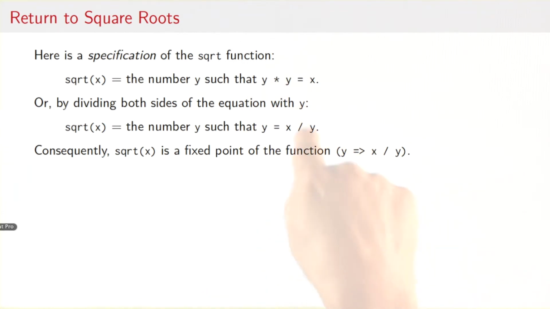Now we can do just some simple algebraic manipulation. So we divide both sides of this equation by y. So we get square root of x is the number y such that y equals x divided by y. But what that means is that square root of x is the fixed point of the function y to x over y, because if you put y in and you get x over y, and x over y is the same as y, then that equation is satisfied. So a solution of the equation is the same as a fixed point of this function here.